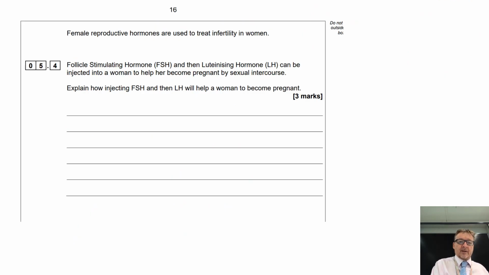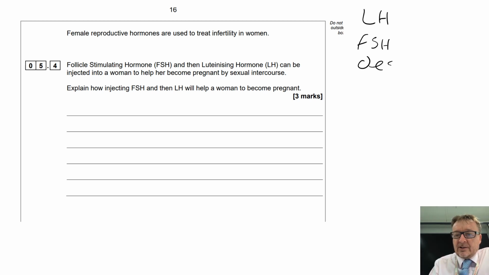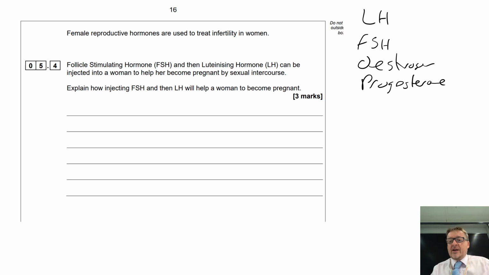Question number 4. Female reproductive hormones are used to treat infertility in women. Right, let's go for LH, FSH, estrogen, and progesterone. Now what I do is I know that they are the 4 female hormones that we're ever going to talk about. So female reproductive hormones are used to treat infertility in women. FSH, follicle stimulating hormone, and then luteinizing hormone can be injected into a woman to help her become pregnant by sexual intercourse. Check it out. Sexual intercourse, right? So there isn't IVF involved here, it's sexual intercourse.